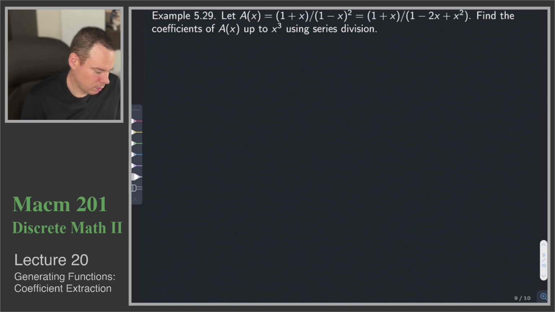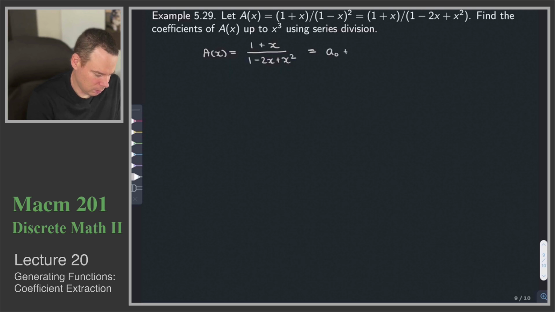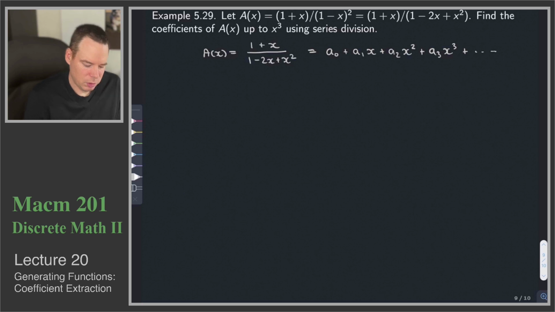We are going to find the generating function, or find the series expansion, for A of x. A of x is this quotient, (1 plus x) over (1 minus 2x plus x squared). We would like to write this as a power series. So we want to write it like this. We just need to figure out what the coefficients are.